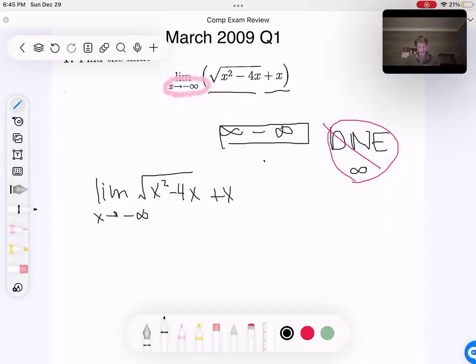So in this specific instance, we're going to multiply this expression by the conjugate over itself, which we know is 1, and so that's not going to change the value of this limit. Square root of x squared minus 4x minus x over itself, so that the value does not change. And because this is one term plus another term, for the conjugate we just turn that plus into a minus. If there was a minus there, the conjugate would be a plus. They're conjugates of each other.